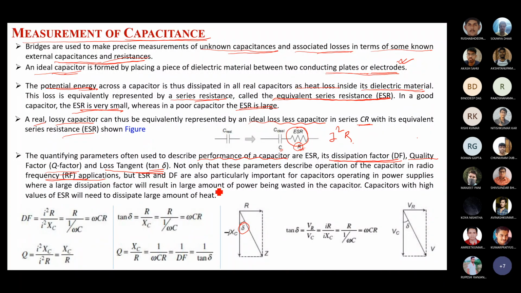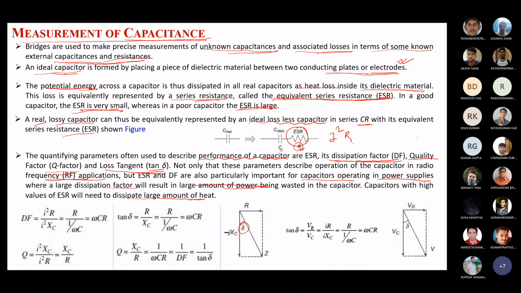The ESR and DF are also particularly important in capacitors for power supplies. A large dissipation factor may result in a large amount of power loss in the capacitor. A capacitor with a high value of ESR will need to dissipate a large amount of heat. So your target should be that all the values are in a moderate range. If they are not in a moderate range, the problem is that we are not getting the value accurately, so balancing will not be done properly.